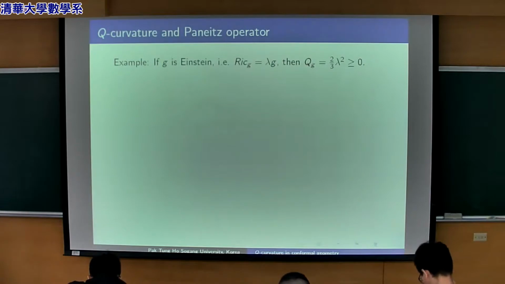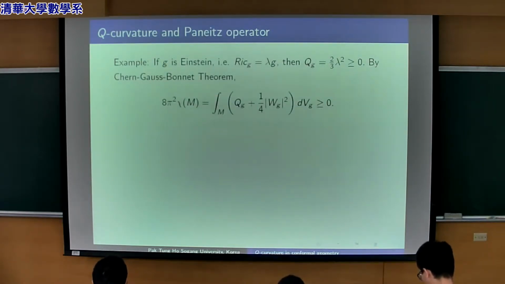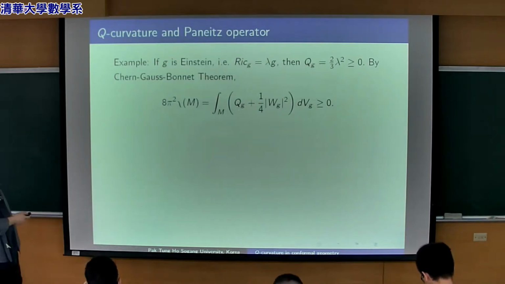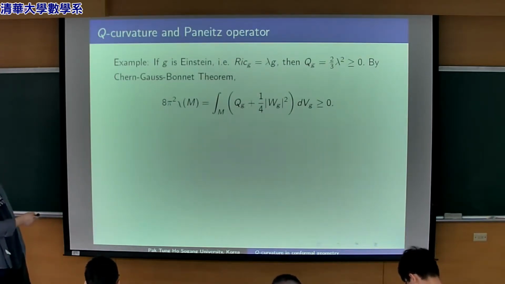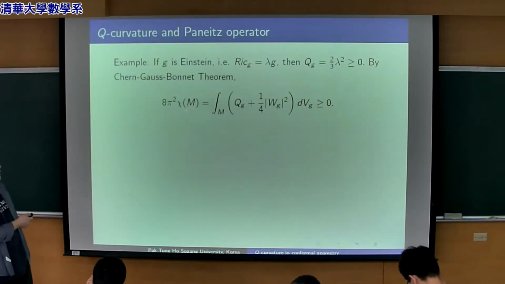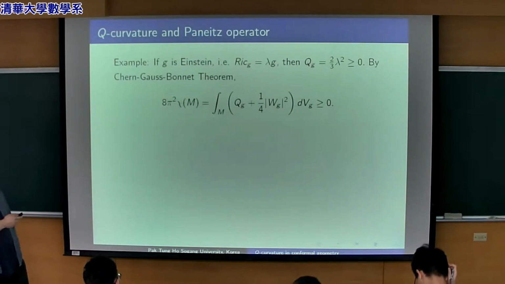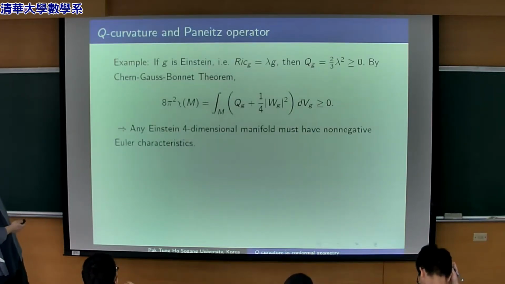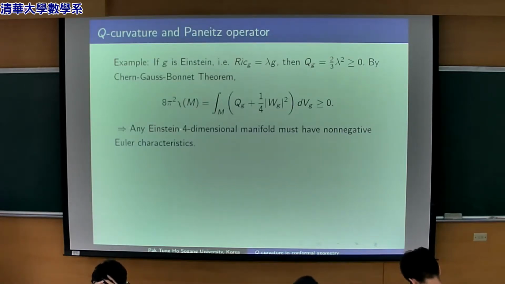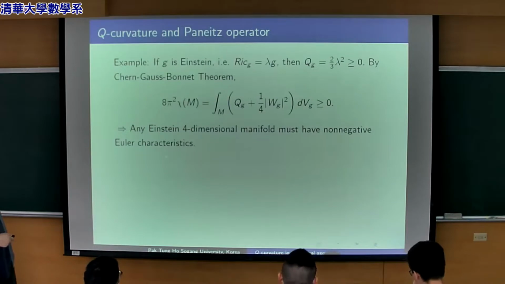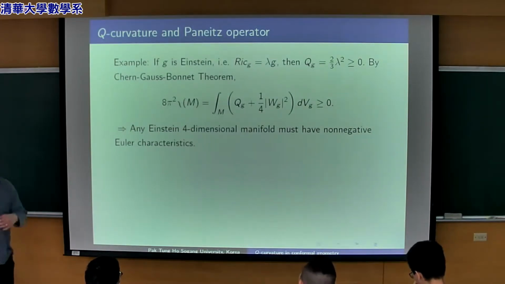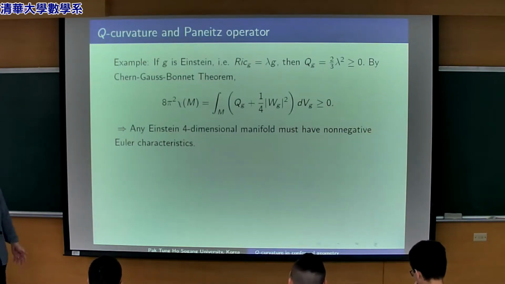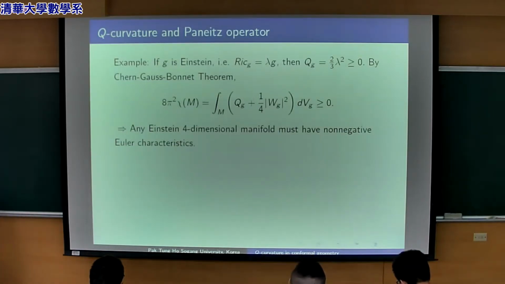Now put it back into the Chern-Gauss-Bonnet theorem. You see that this is non-negative, so Q curvature is non-negative. Of course, the norm squared of the Weyl tensor is always non-negative. Therefore the Euler characteristic must be non-negative. So that means I already have a corollary: any Einstein four-dimensional manifold must have non-negative Euler characteristic. Or put it another way, if you have a manifold whose Euler characteristic is negative, it cannot be Einstein, never. It gives you an obstruction.